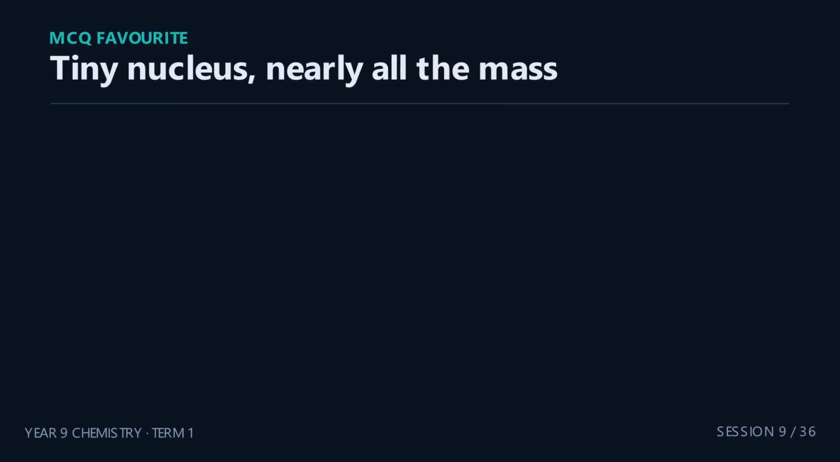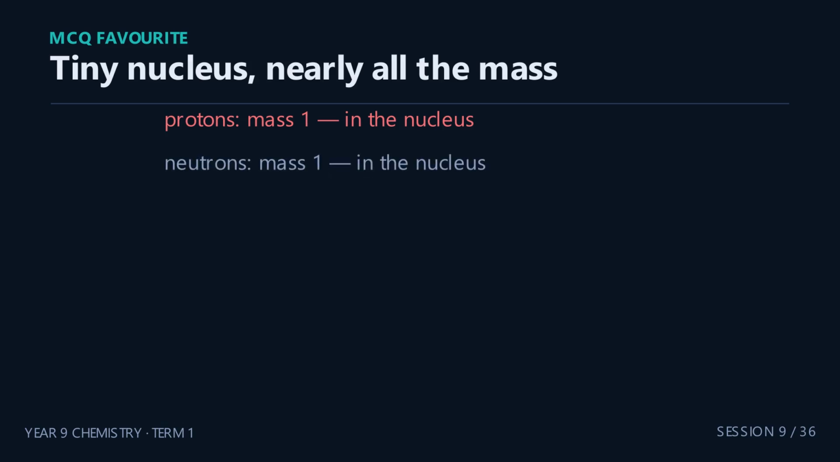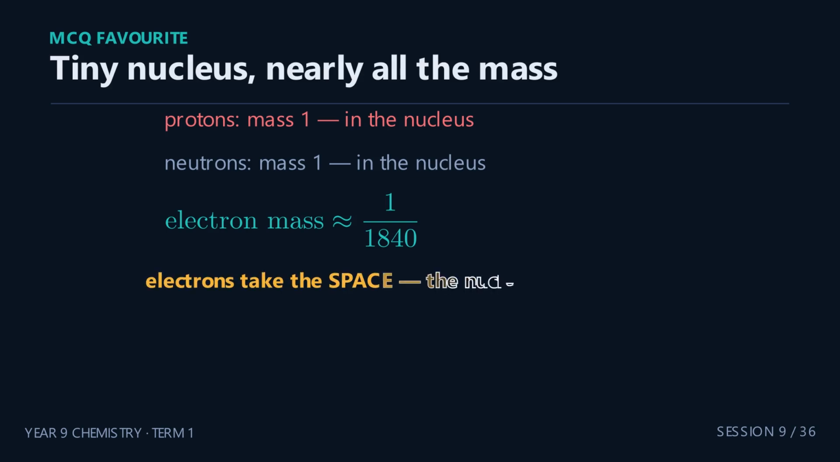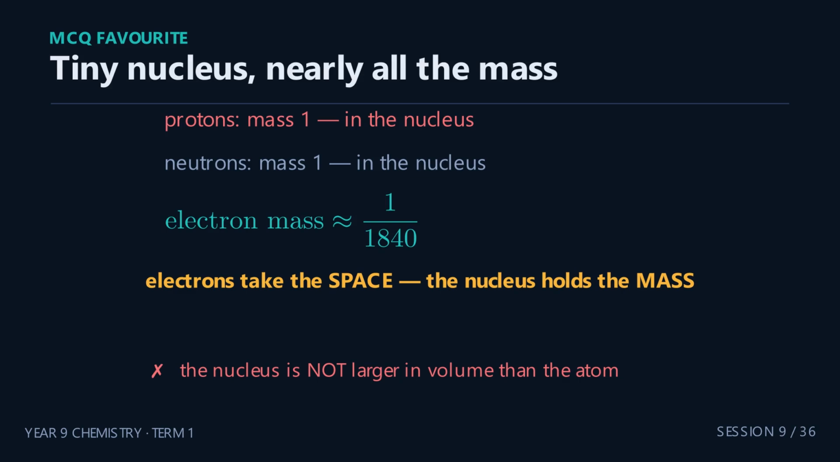Here's the twist. That tiny nucleus contains nearly all the mass. Why? Protons and neutrons each have relative mass 1, and they are both in the nucleus. Electrons are almost 2,000 times lighter, so the electrons take up the space, but the nucleus holds the mass. And to kill a common wrong answer, the nucleus is not larger in volume than the atom, and electrons are not massless nothings. They have a tiny mass and a full -1 charge.